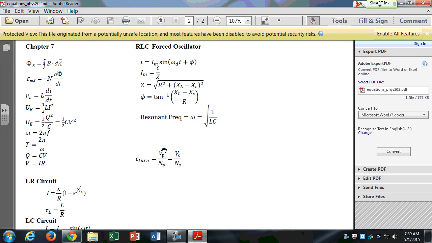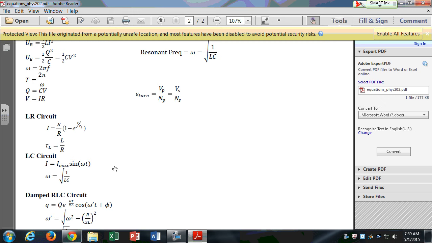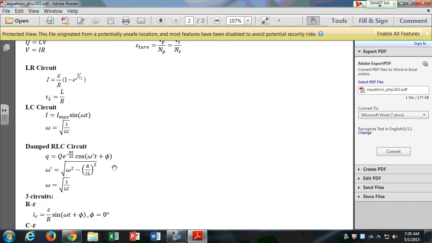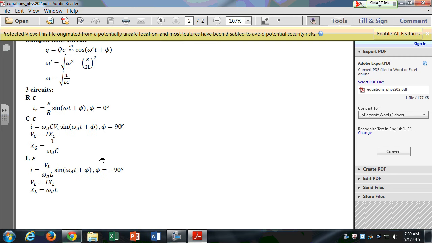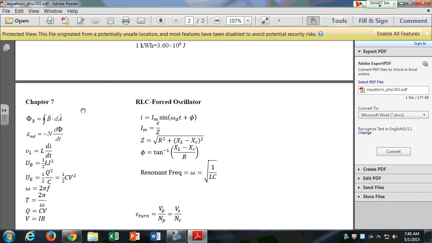And then after that, we have a series of circuits. We have LR circuits, LC circuits, damped RLC circuits, and then our three very simple circuits. That is an AC EMF source with a resistor, a capacitor, and an inductor. I've sort of rewritten some of these. They're still the same as what we did in class, but I've rewritten just a little bit, and I'll tell you about that in just a second. And then finally, the RLC circuit with the forced oscillator. That means an RLC circuit that has a generator in it.